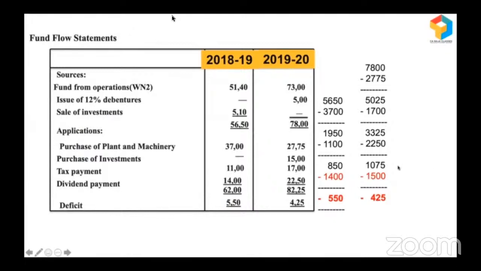When they are left with 1075, they should have stopped at that level. They should have ensured that this money is going for supporting the working capital requirements of the business, but they didn't do. Okay, so all these kinds of hidden practices will get caught, will get revealed in the fund flow statement.